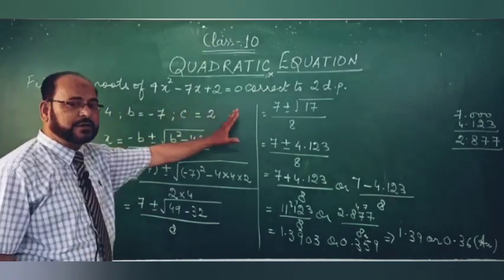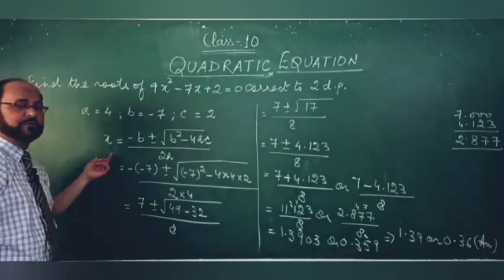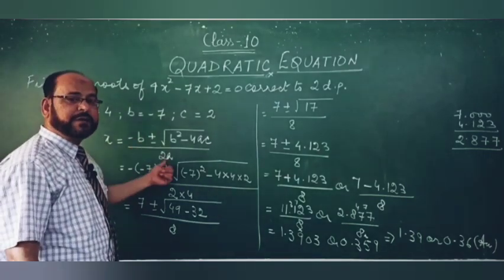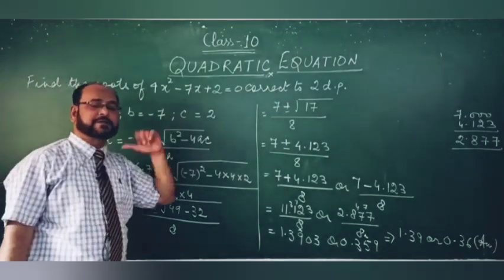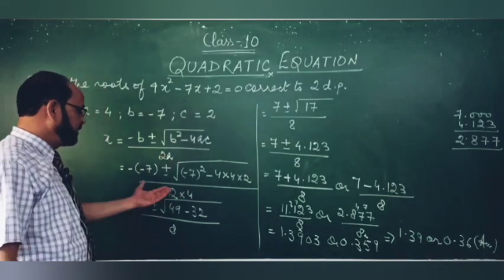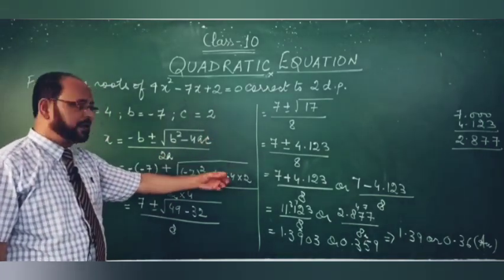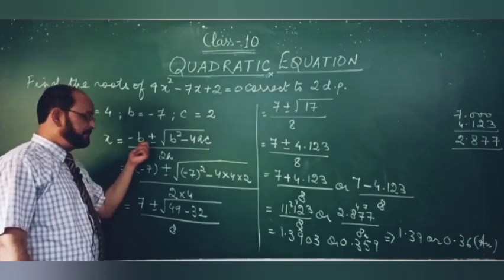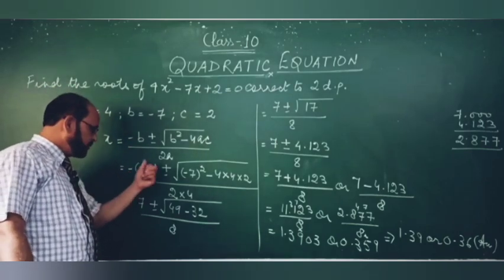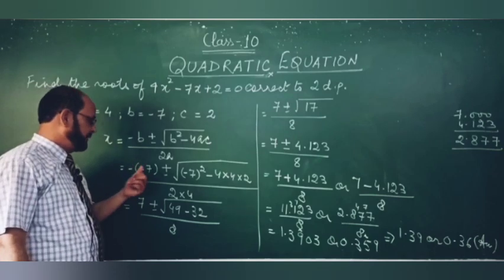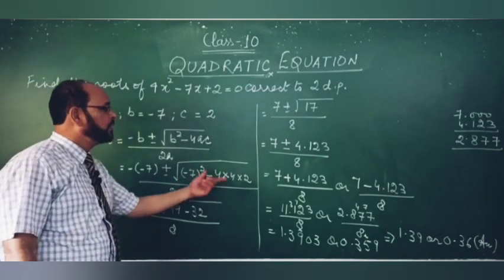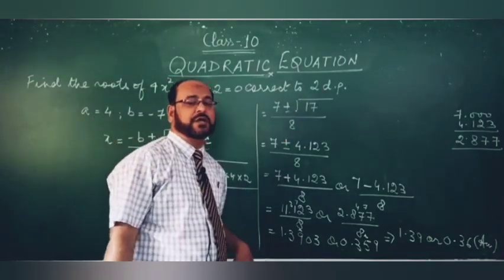After getting the values of a, b and c, then you will apply the quadratic formula, that is x equals minus b plus minus under root b square minus 4ac upon 2a. You will substitute the values of a, b and c. Here since b is already negative, you will put a negative sign and then a bracket and write negative 7. This will become positive 7. This is 49 minus 32. You will subtract, you will get under root 17.